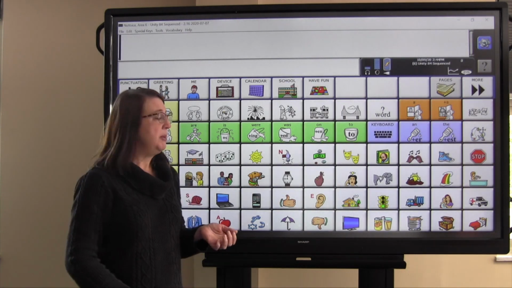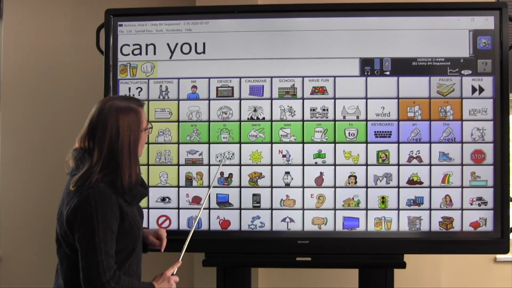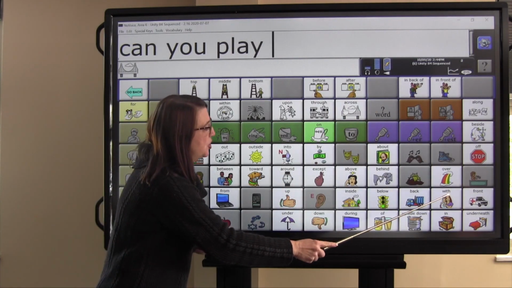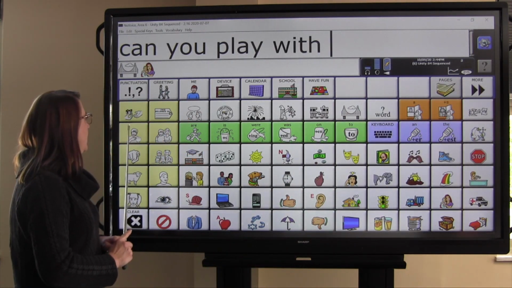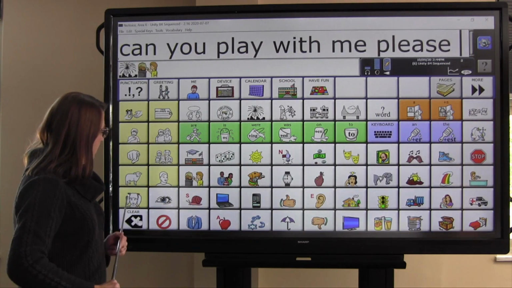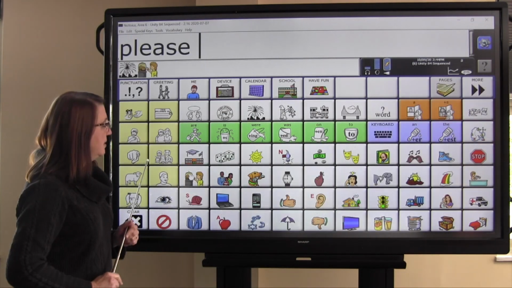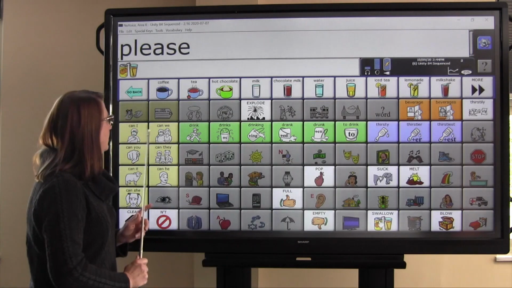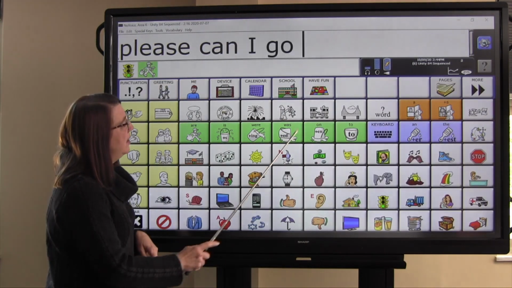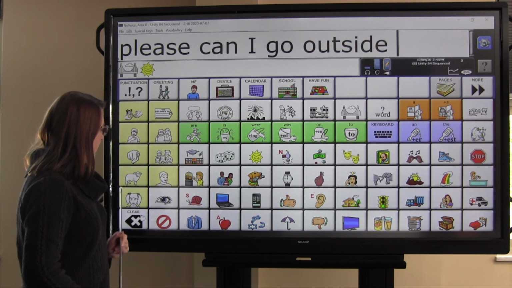Or can you play with me, please? Can you play with? We learned last video is preposition plus the mom. With me. Please. Let's do one more. Please, can I go outside? Preposition plus sun. Outside. Please, can I go outside?